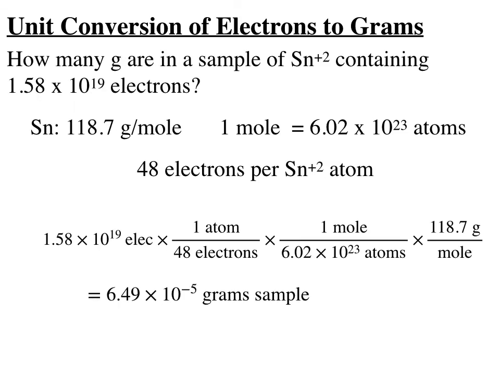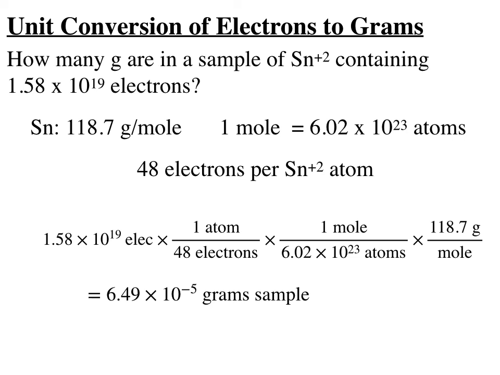Let's look at the approach to essentially doing the same problem of the previous slide, but now doing it in reverse. This time you are given a certain number of electrons, 1.58 times 10 to the 19 electrons, and you are asked to find how many grams a sample of those electrons that are in a tin plus 2 cation must weigh. Well, first of all, what you're going to need again are 3 conversion factors to pull this off.